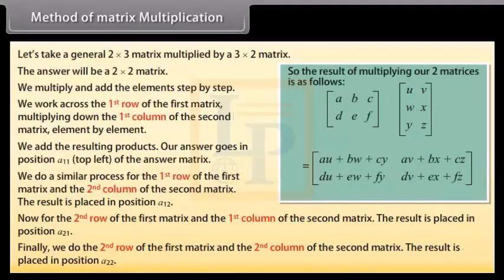So, the result of multiplying our two matrices, the matrix with first row A, B, C and second row D, E, F, and the matrix with first row U, V, second row W, X and third row Y, Z, produces the matrix with first row AU plus BW plus CY, AV plus BX plus CZ, and second row DU plus EW plus FY, DV plus EX plus FZ.